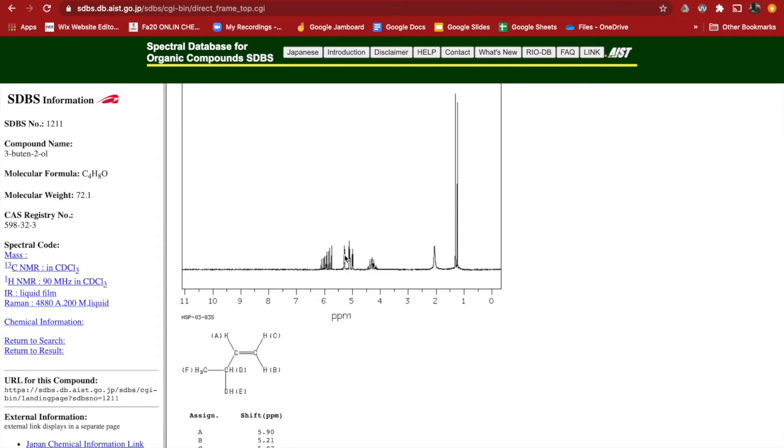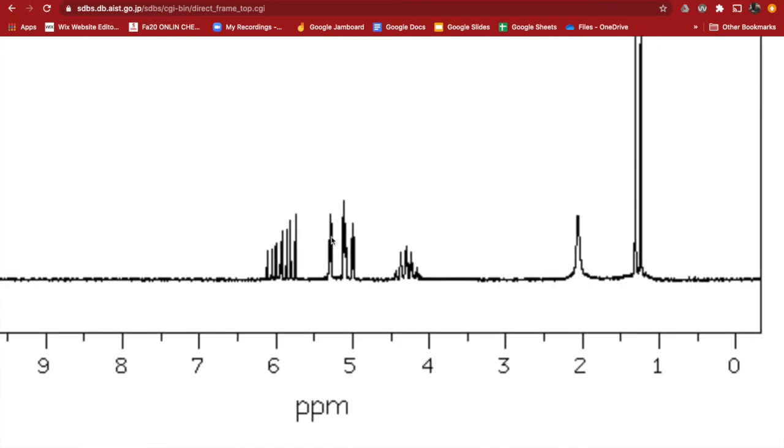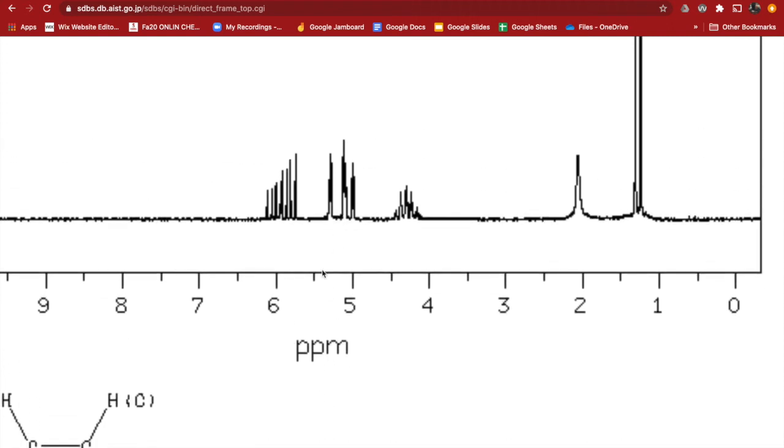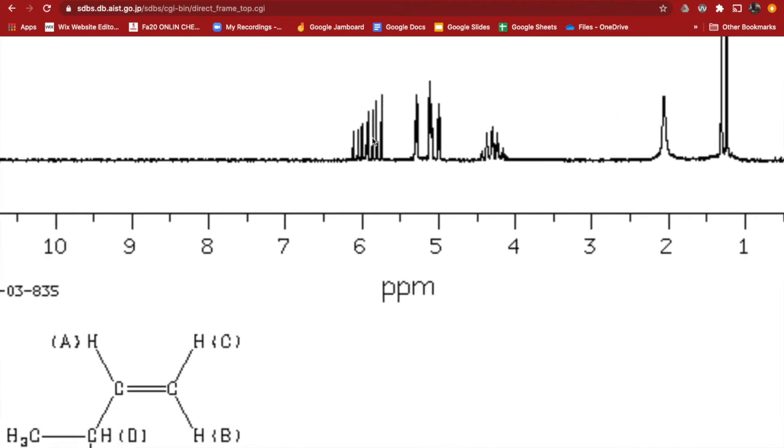And yeah, I think this is, let me zoom in a little bit. This is part of one of the hydrogens. This is part of the other one, and then they overlap a bit here. So it's a mess, and it doesn't look like a quartet at all, right? As expected.